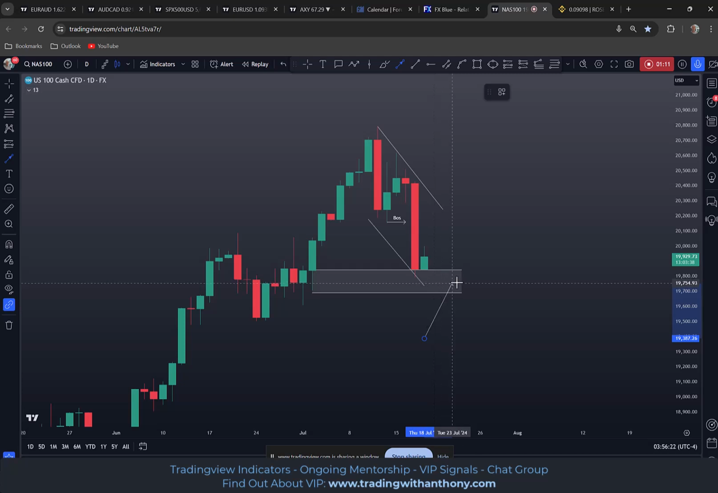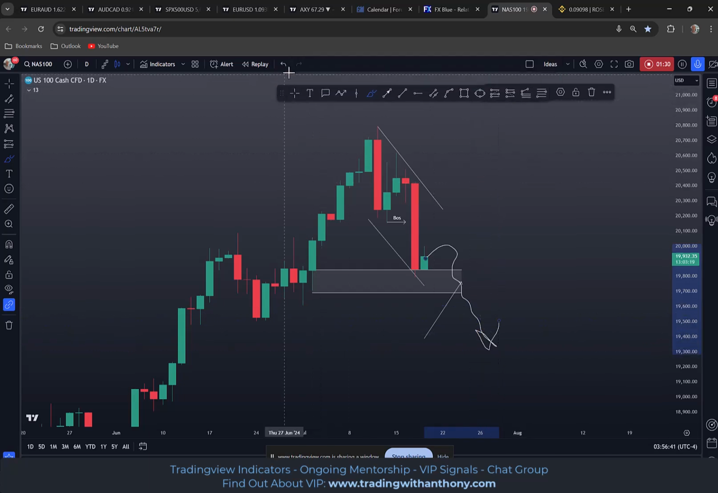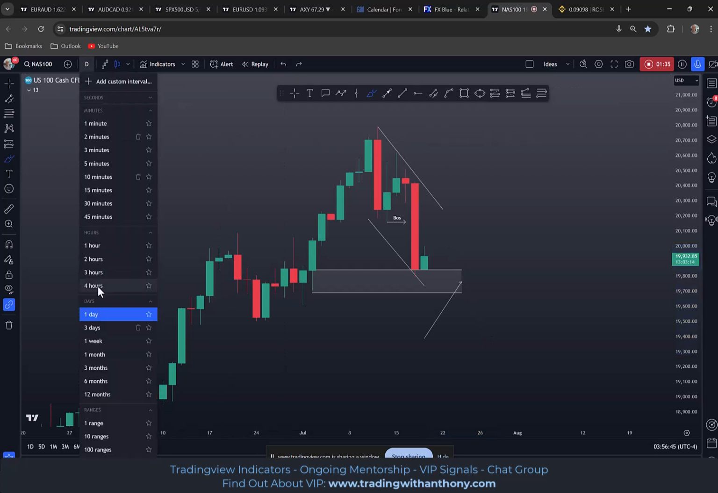So where to from here? Yeah, I mean, this is a break of structure bearish. There's a couple of things that could happen. It could roll over here, possibly, and look for further downside. Right, so that's one possibility. Let's go down the time frames, get a bit closer to it, and see what we can come up with.